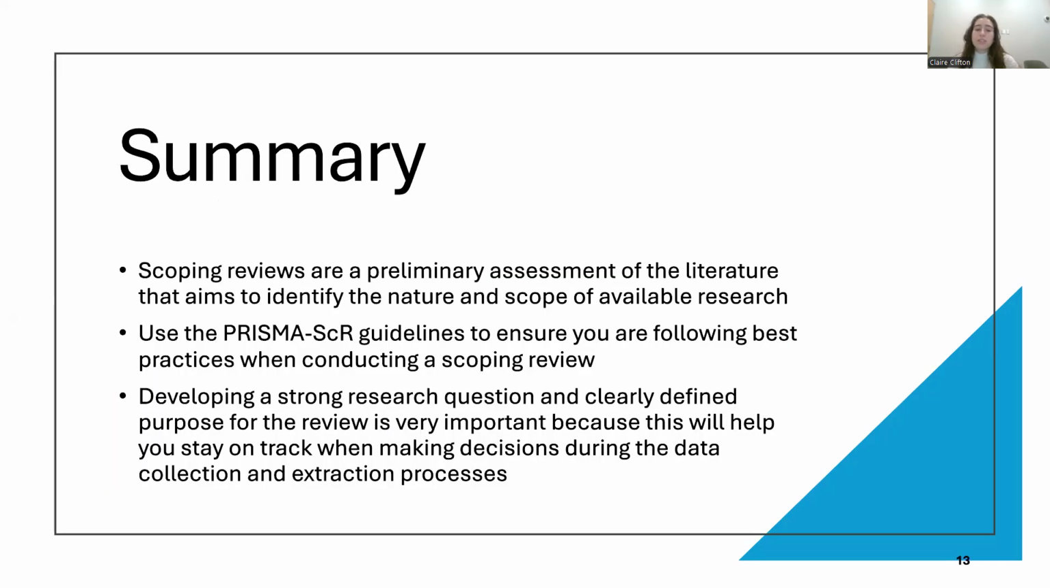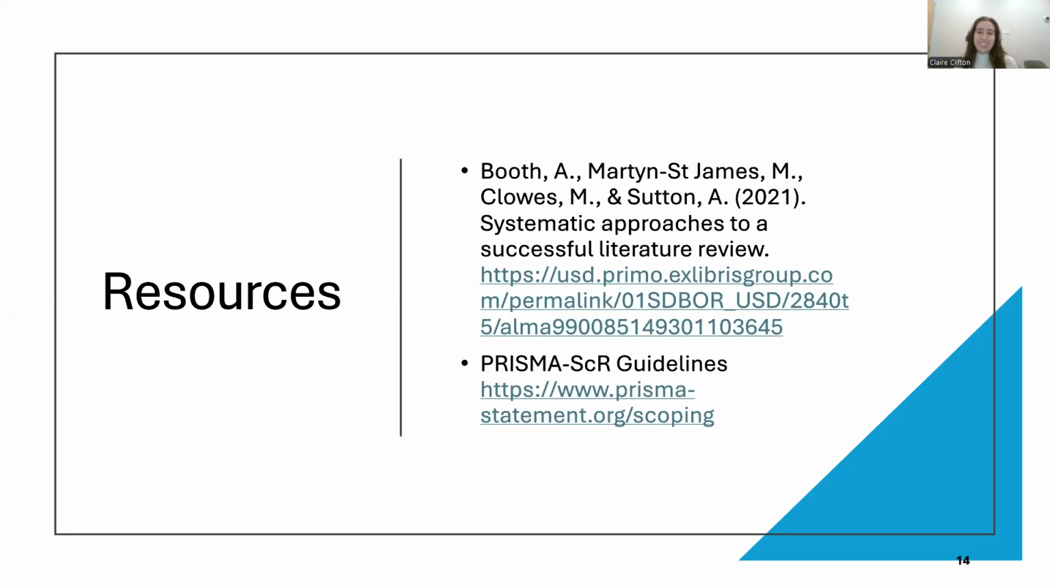And so just to sum it up, scoping reviews are a preliminary assessment of the literature that aims to identify the nature and scope of available research. You should use the PRISMA guidelines to ensure you're following best practices when conducting a scoping review. And developing a strong research question and clearly defined purpose for the review is very important, because this will help you stay on track when making decisions during the data collection and extraction processes. And that is that.